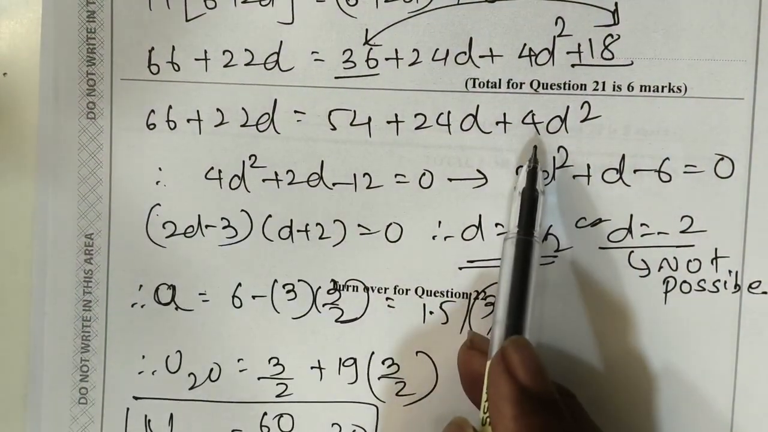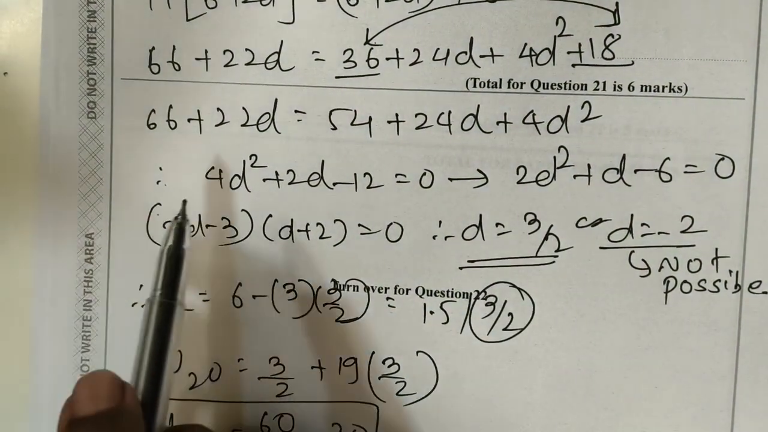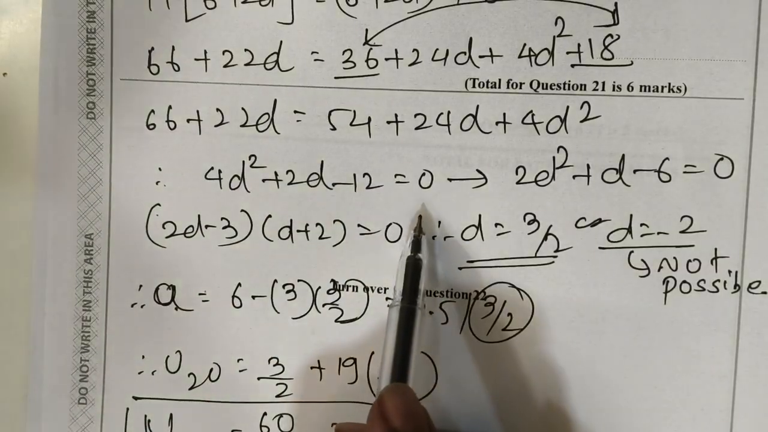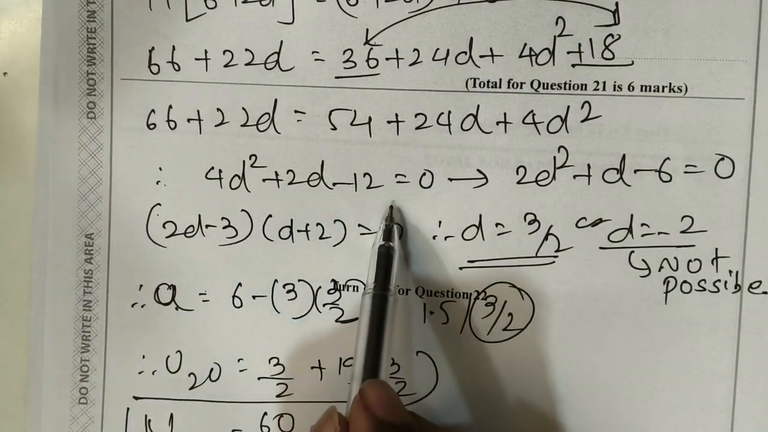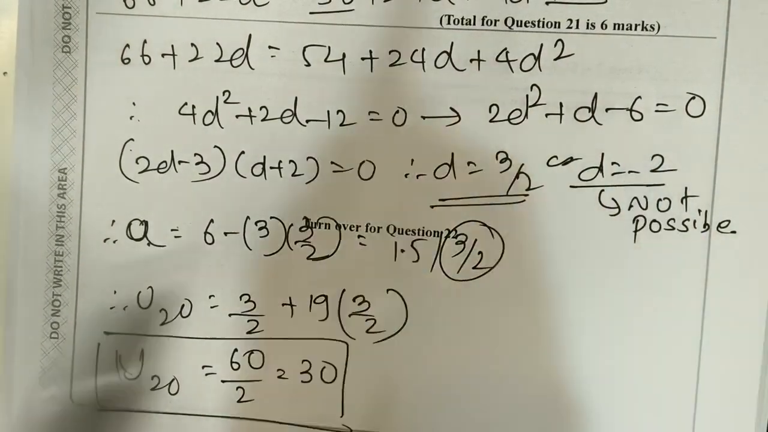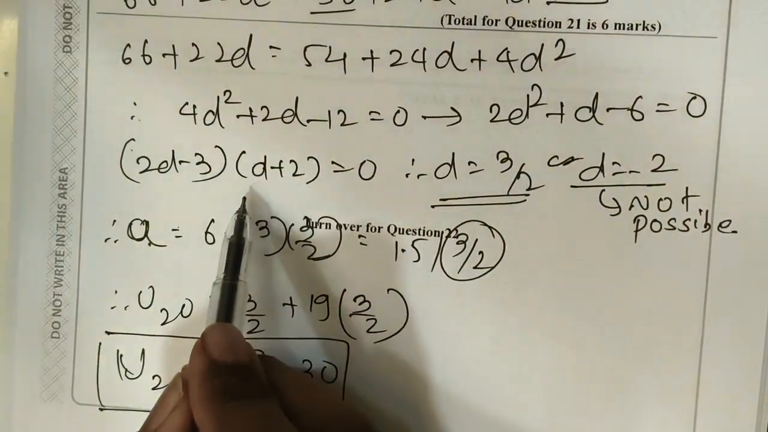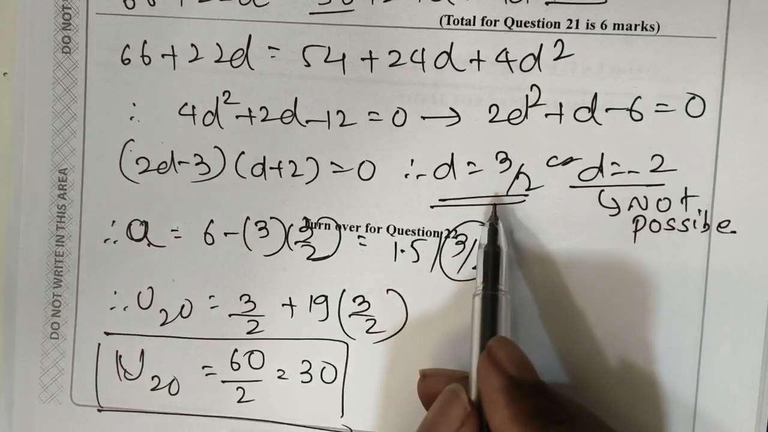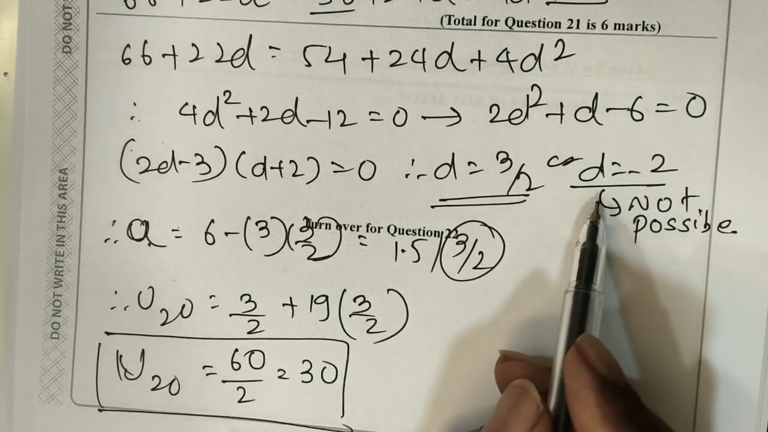Further open the bracket. Correct? And then I ultimately got a quadratic which you can equate to 0. This quadratic can be divided by 2, which gives 2D square plus D minus 6. Correct? (2D minus 3)(D plus 2) equal to 0. So D equals 3 by 2 and of course minus 2.